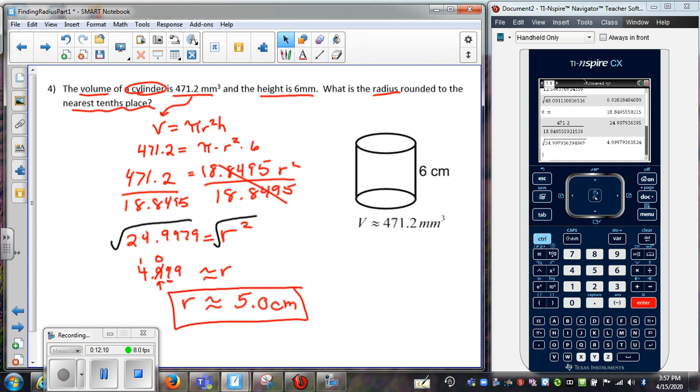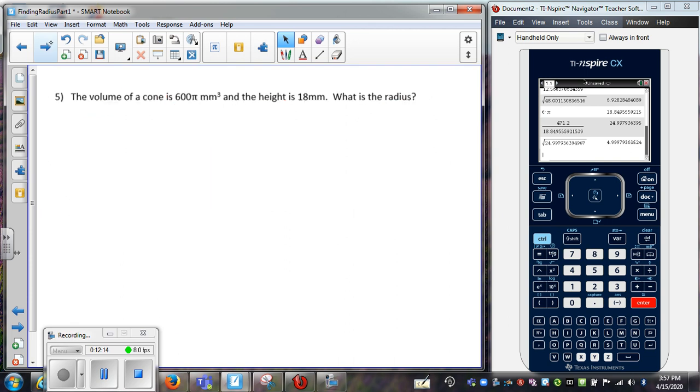So 5.0 centimeters. And you do have to have a digit in the tens place. Alright, we're going to try another one here.